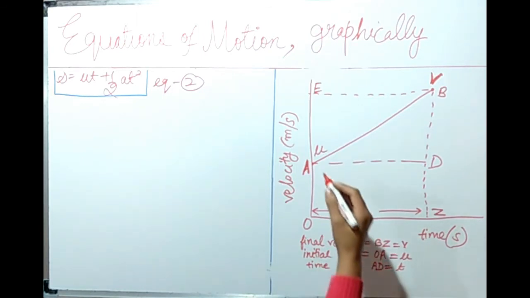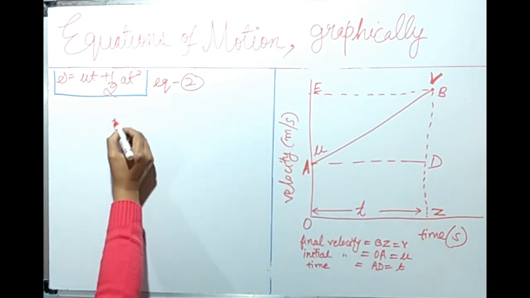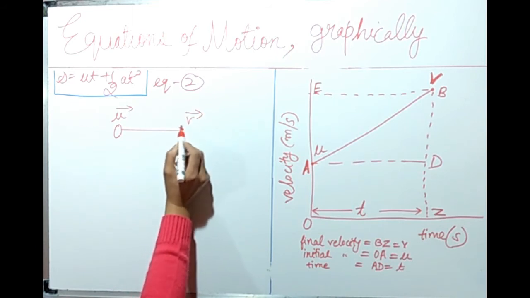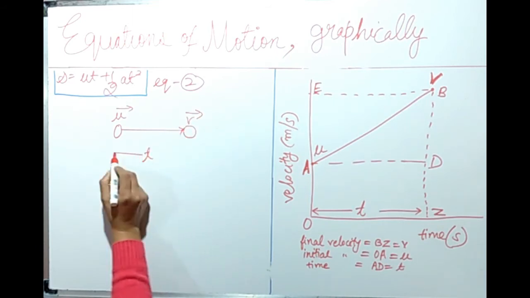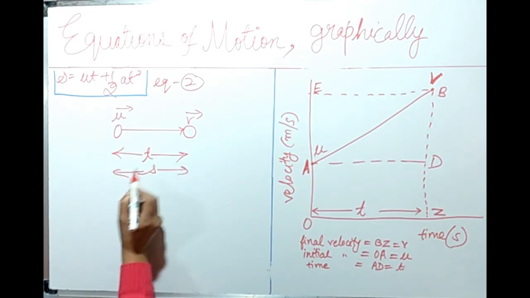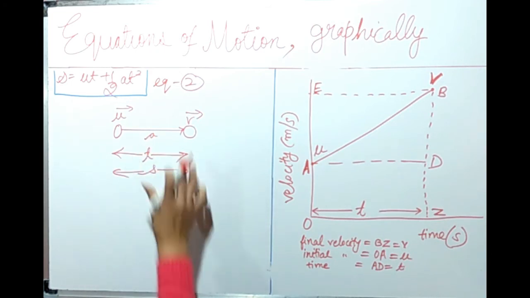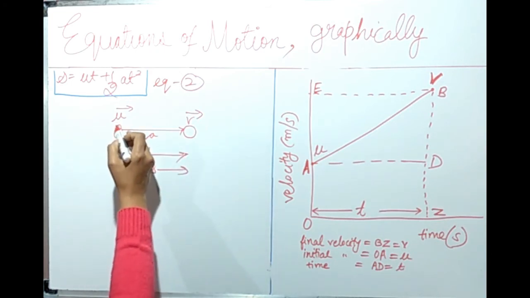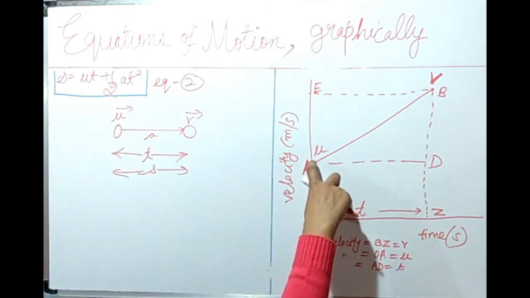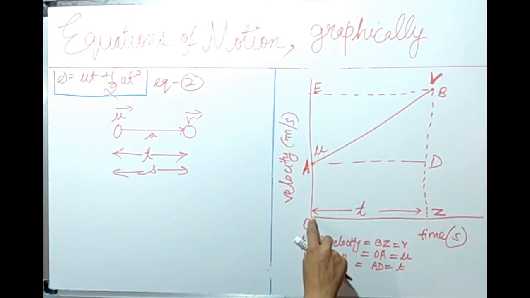Dear students, I am repeating the same thing, that u is not 0 here because the object was moving with initial velocity u, then it is attaining final velocity v in some time. Let's say that time is t, and the displacement covered is s, and when the velocity is increasing, let's say the acceleration was a at that time. So earlier the object was moving with some velocity u. It is not 0. If it is 0, then the graph will be starting from point O.